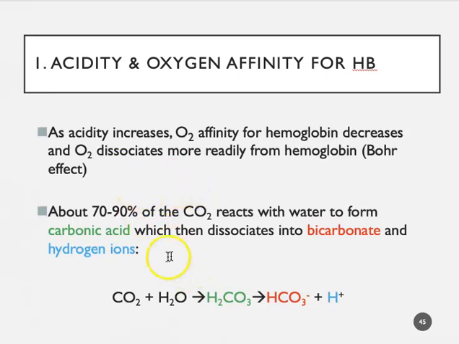And what you're seeing here is going to be a very important equation, and it is a reversible reaction, meaning that this arrow actually goes in both directions. It doesn't just go to the right, it will also go back to the left. But what this is saying is carbon dioxide in the presence of water will form something called carbonic acid. That carbonic acid will then turn into bicarbonate and hydrogen ions.